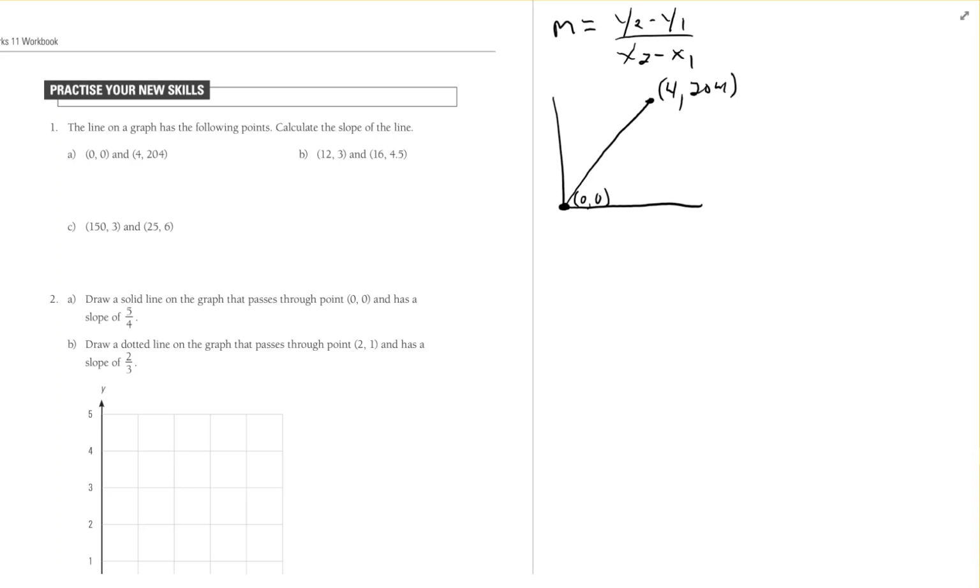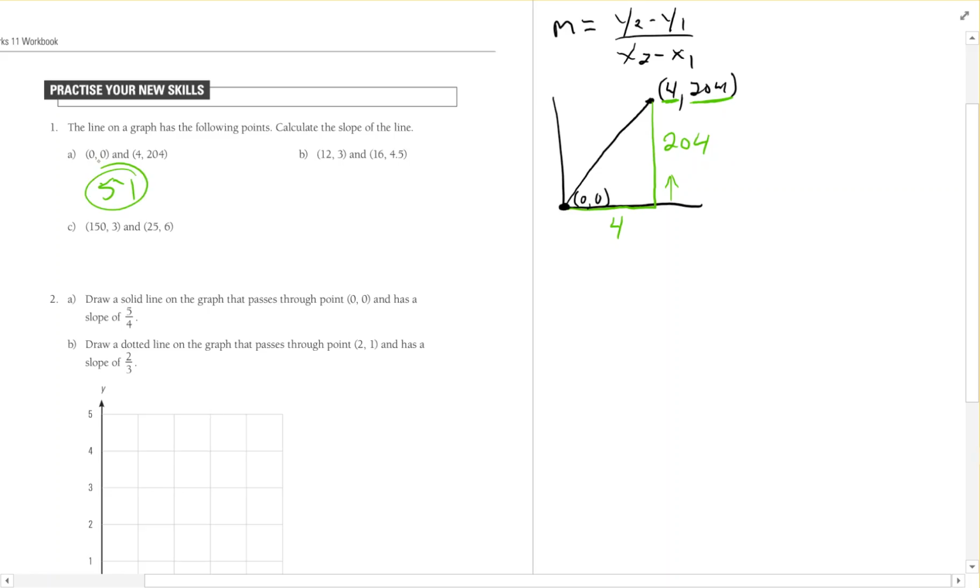So if you drew your triangle, you'd have a rise and a run. My run, that's my x value, is going to be 4. My rise is going to be 204 because it goes up 204. So if I wanted to figure out what my slope was, it's just 204 divided by 4. Slope is equal to rise over run. So this one's just going to be 51. Okay, I will let you go ahead and do these ones on your own to see if you get the right answer. So moving on.